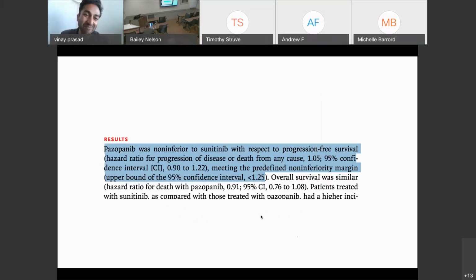It's a double trick. So they say pazopanib is non-inferior to sunitinib with respect to PFS. The hazard ratio is 1.05, which is not so good. And the 95% confidence interval is 0.9 to 1.22. But the predefined margin, the upper bound of the confidence interval, was 1.25. So it squeaks in. It's not worse than 25% worse. 25% worse than sunitinib is really rather lousy. And even 22% worse than sunitinib is really awful. This ain't worse than 25% worse, which is really bad.